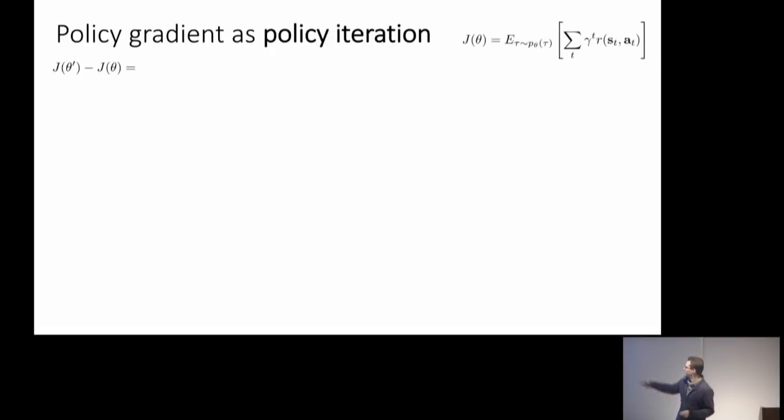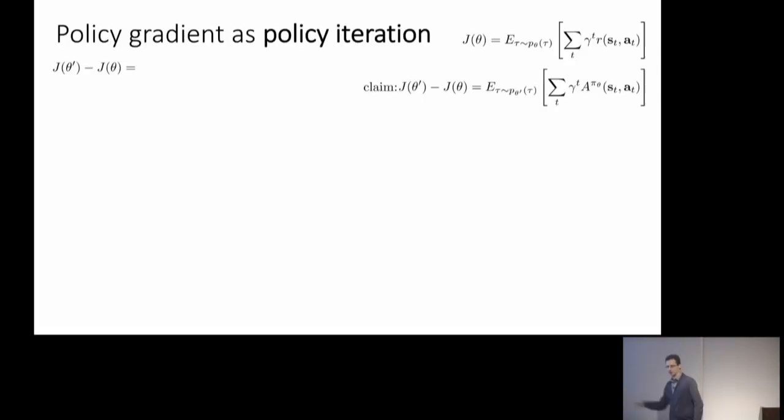And just as a reminder, J theta is just the objective of reinforcement learning. It's the expectation of the reward under the trajectory distribution for theta. And J of theta prime is the expectation of the reward under the trajectory distribution for theta prime. Okay, so that's our objective. We want J theta prime minus J theta to be big. And of course, in order to make it big, we first need to know what it is.